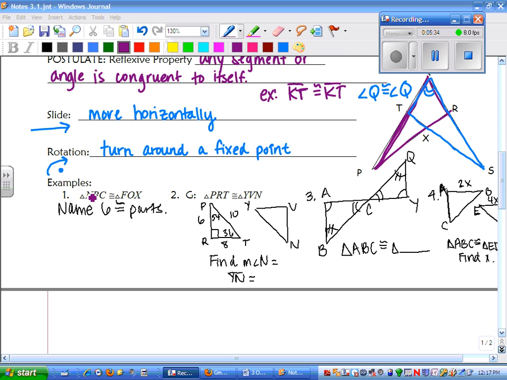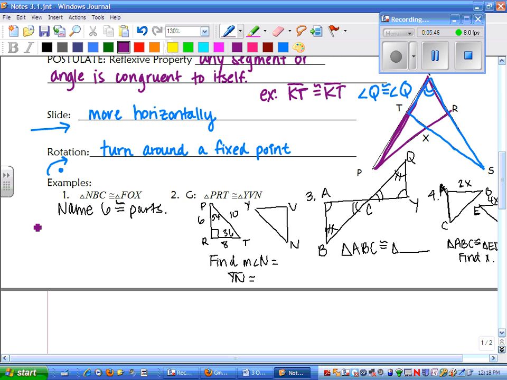Here we have a triangle congruency statement. Triangle NBC is congruent to triangle FOX. So we are going to name the congruent parts. Remember, we have 3 congruent angles and 3 congruent sides. So first off, for the angles, we have angle N congruent to angle F, angle B congruent to angle O, and angle C congruent to angle X. Notice the first letter matches with the first letter, middle with middle, and last letter with last letter.